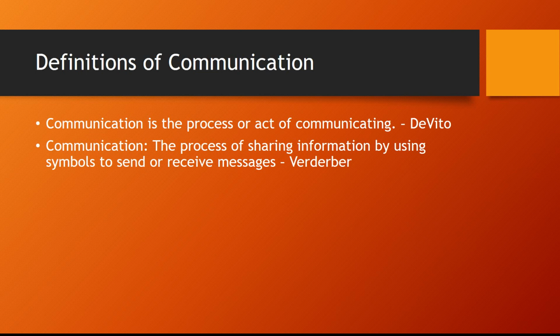Let's take a look at another definition, this time by a man named Verderber. Verderber says communication is the process of sharing information by using symbols to send or receive messages. Well, I see the idea that there's a process. We're sharing some information. That's good. Symbols, that's pretty vague. That's pretty general. I always like to remind myself, well, what is a symbol? A symbol is one thing that represents another thing. And to send or receive messages. So this is a little more detailed. It talks more about what is communicating, but it still is a little limiting.